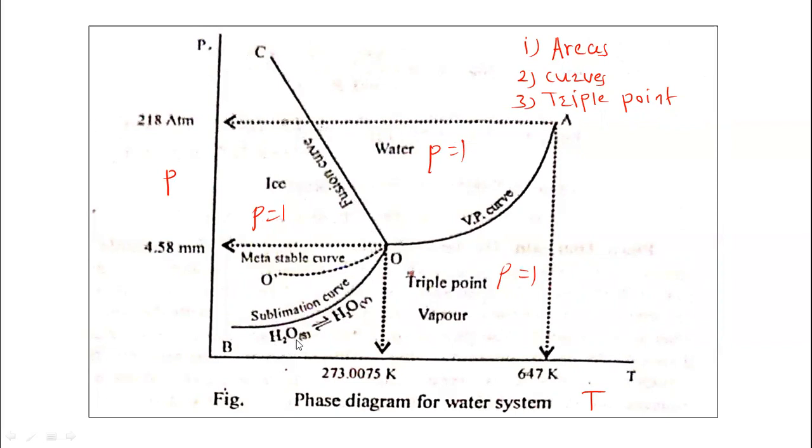Sublimation curve, where solid water is in equilibrium with vapor water. If solid is directly converted to vapor, that process is called sublimation. You can see here, this is the area of the solid and this is the area of the vapor. So along this curve OB, the solid ice is in equilibrium with vapor water. So this is about the curves.